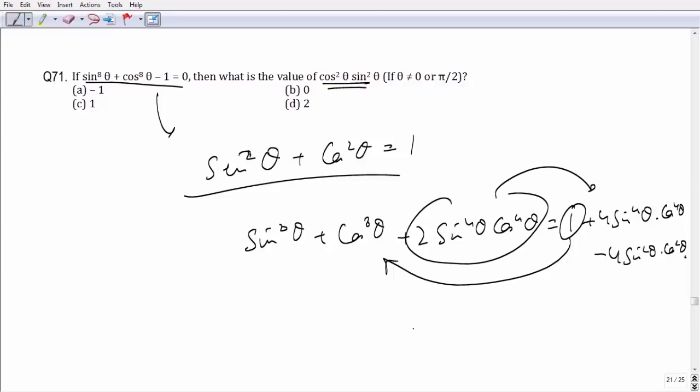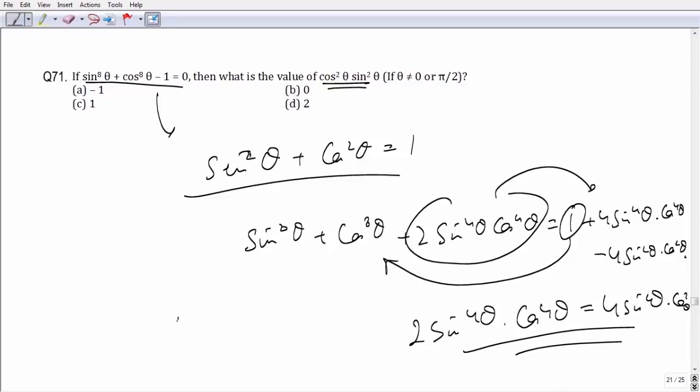of the whole equation as 2 sine 4 theta into cos 4 theta equals 4 sine square theta into cos square theta. And from here we get the value of sine square theta into cos square theta equal to 2, which leaves behind option number D as your answer.